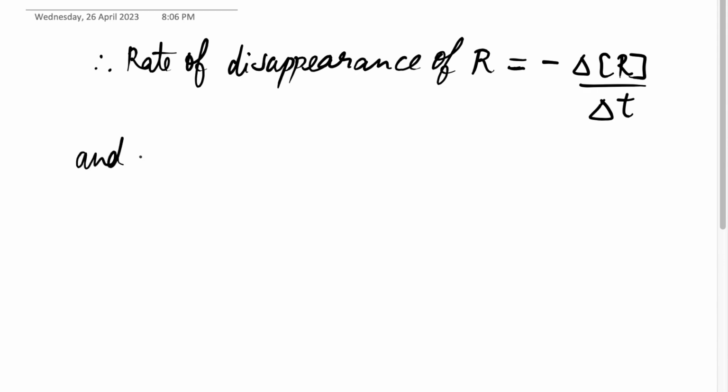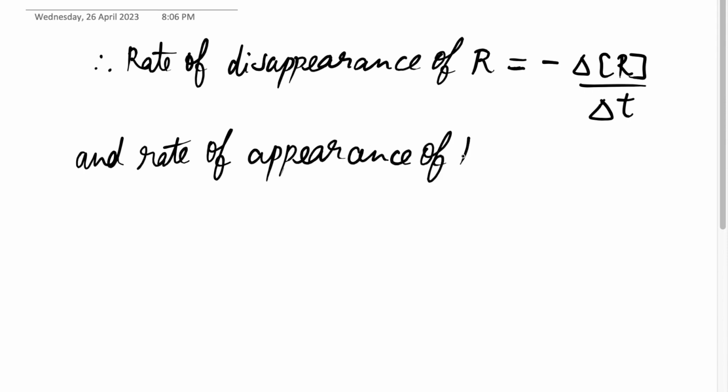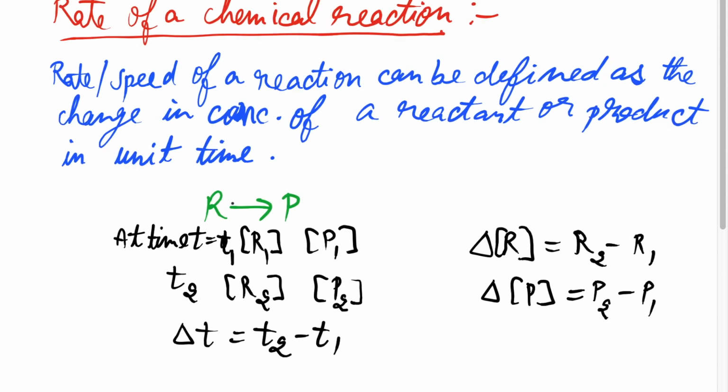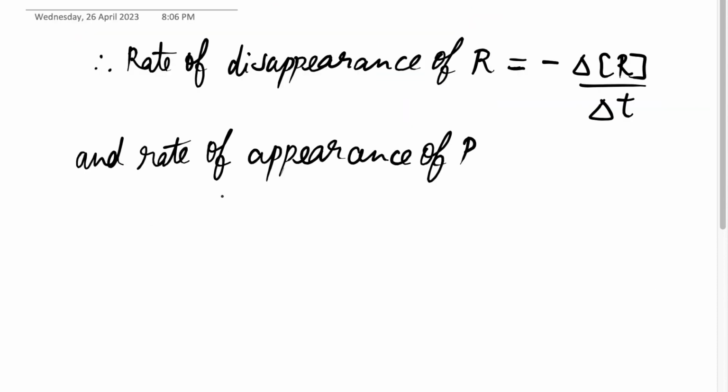And rate of appearance of P, as product is being formed from reactant, so product concentration is increasing over time. So P1 is less than P2 as concentration is increasing. So rate of appearance of P is equal to plus delta P by delta T, as concentration of products is increasing.